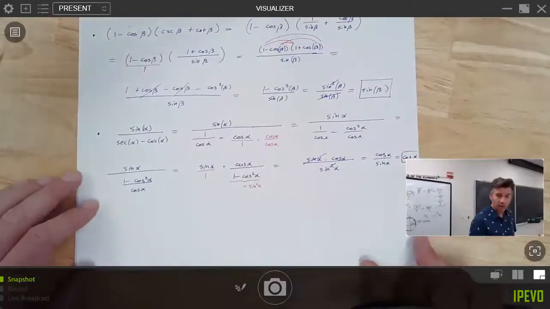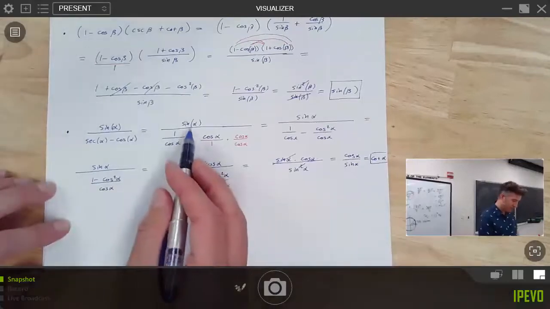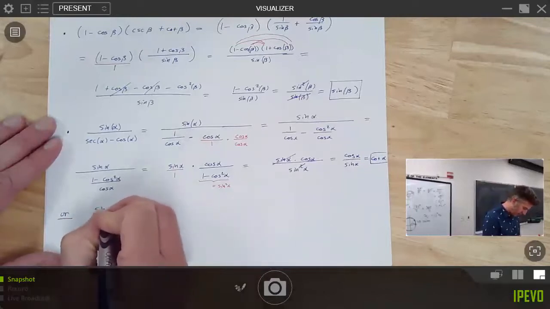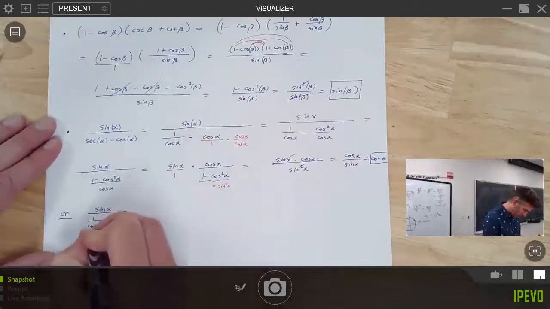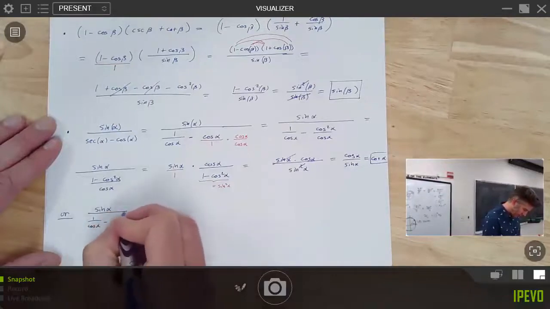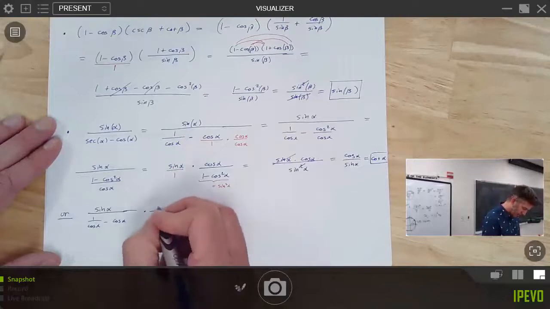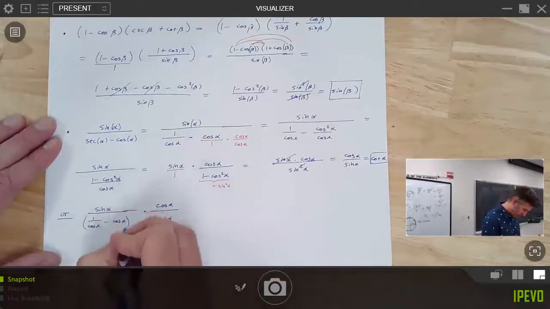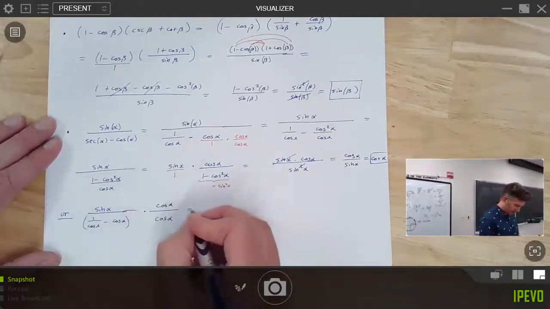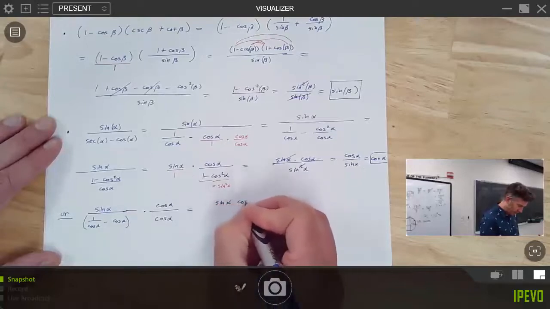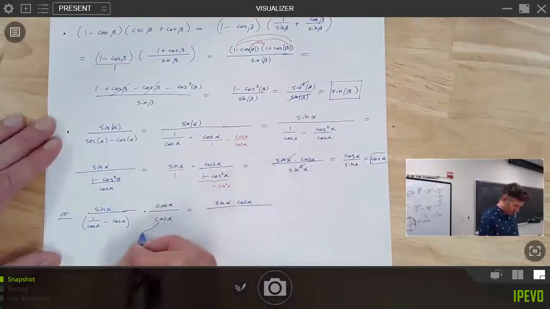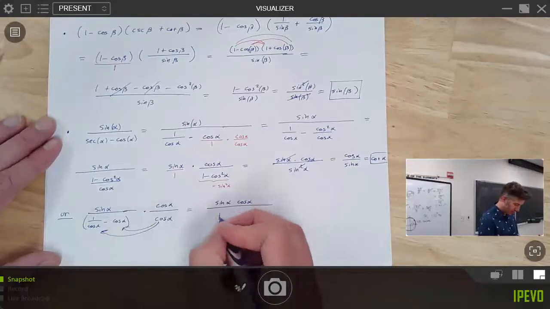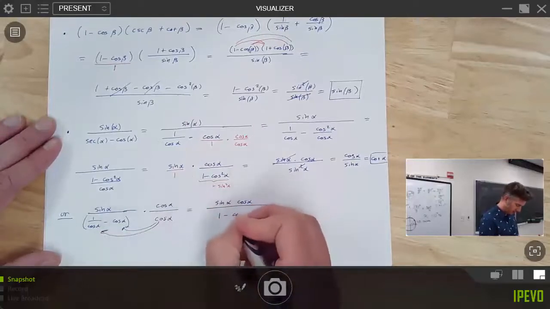And then just to point out, from this step here, we could have done a different thing. We could have instead said we have sine of alpha over 1 over cosine of alpha minus cosine of alpha, and just multiplied the entire top and the entire bottom by cosine of alpha. So then the top is just sine of alpha times cosine of alpha. The denominator, we have to distribute the cosine of alpha. Cosine of alpha times 1 over cosine of alpha is just 1. And cosine of alpha times negative cosine alpha is negative cosine squared alpha.